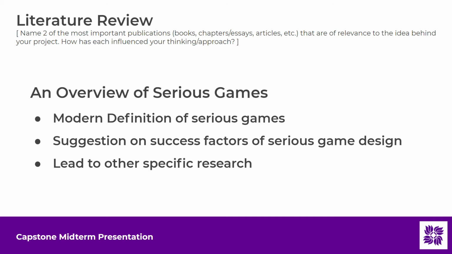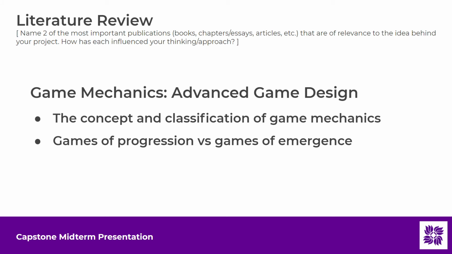serious games. And also this book called Game Mechanics, Advanced Game Design, gives the concept and classification of game mechanics. It also divides games into two categories. One is games of progression, which is more about a linear approach, like telling a story or setting different game stages. And the other one is games of emergence, which is more about setting small game rules, but together they can form complex and interesting gameplay experiences, like chess and Go.